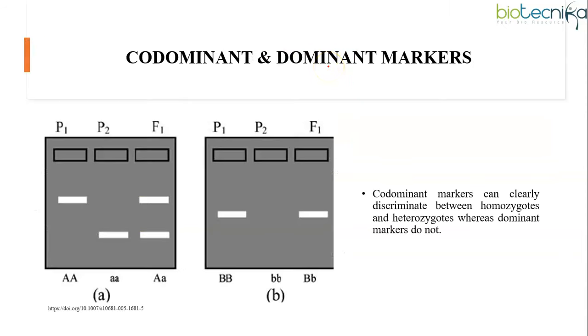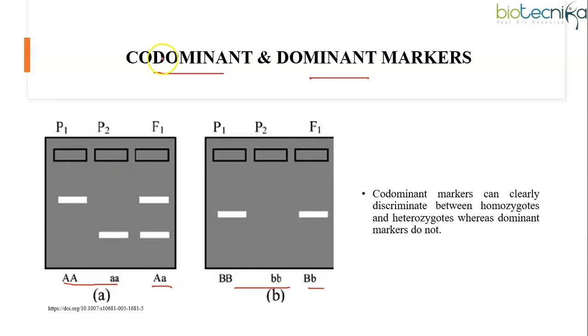So let's first understand what codominant and dominant markers are. Not only do you need to be familiar with the terms codominant and dominant markers, but you also need to be familiar with the basic concepts of genetics to answer such questions. You need to know what a homozygous condition is and what a heterozygous condition is. In genetics, we study that an individual inherits genes from parents: one copy of a gene from the father and one copy from the mother.